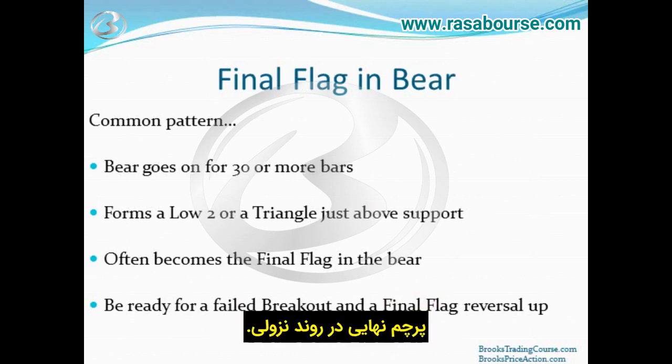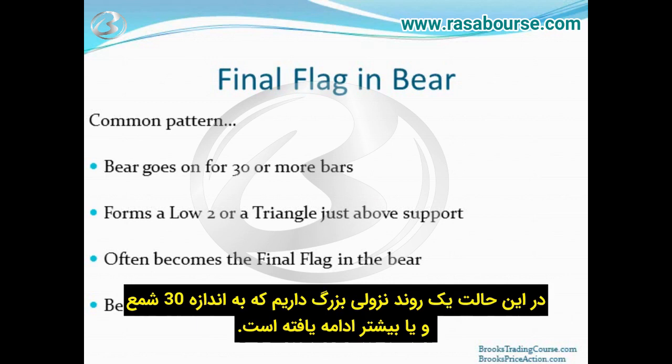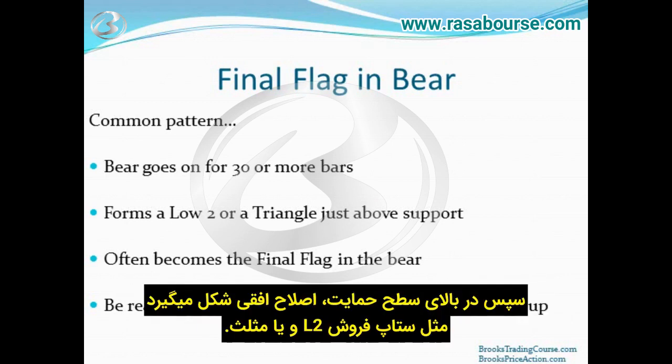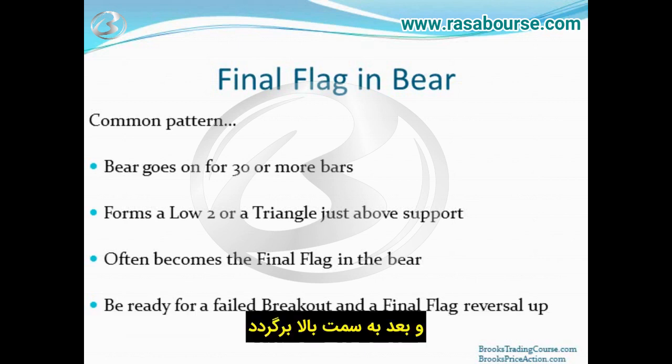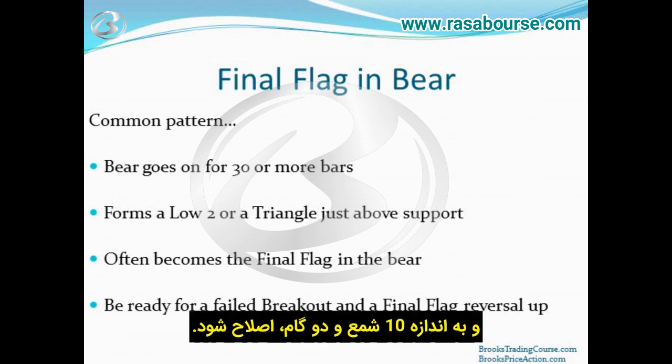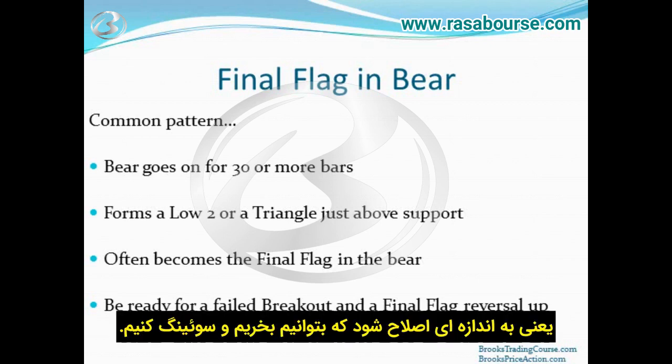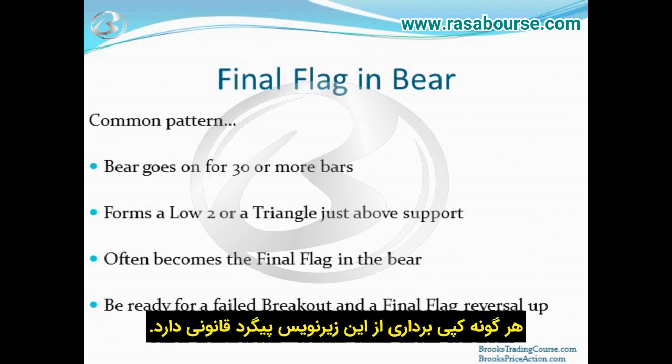Final flag in the bear. You have a protracted bear trend that goes on for 30 or more bars, and then it forms a horizontal correction like a low 2 short or a triangle just above a support level, and you have to suspect that the market may plunge down to the support level and then reverse up and start a correction, a large two-legged 10 bar or more correction, enough of a correction for a swing trade on the long side.